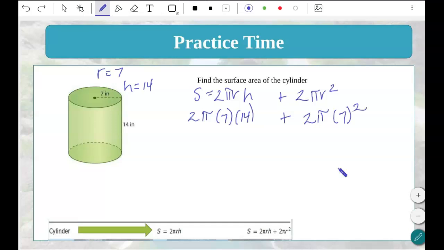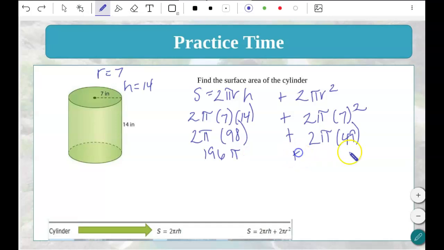Now you can go ahead and do 7 times 14. I'm going to show you another thing you can do with all these numbers. 7 times 14 is 98. So I'm going to simplify this problem step by step. So this is 98. And then this 2 pi, 7 squared is 49. Then you can do on the first part of it, 2 times 98 is 196. So now we're going to have 196 pi plus, and then 2 times the 49 is 98 pi.